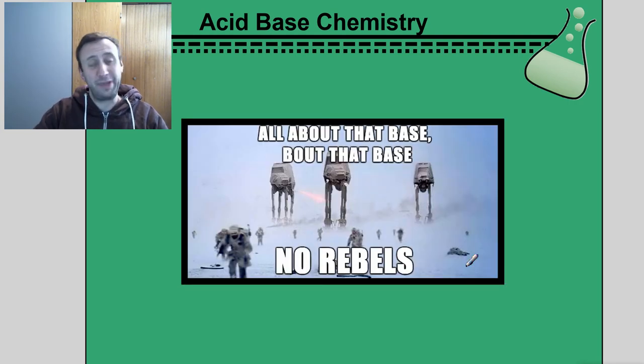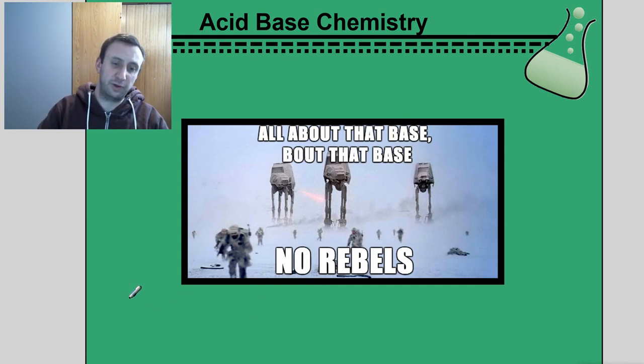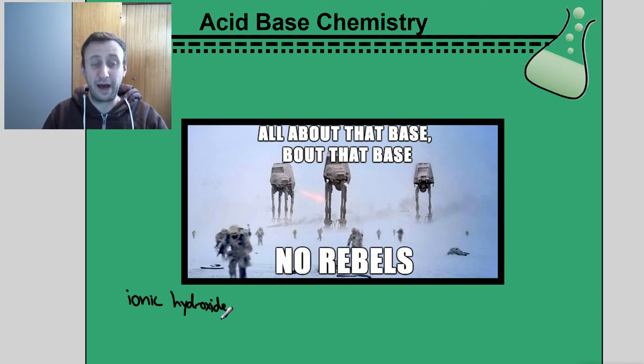Now, when I talk about bases, for the most part, what we were dealing with in the past was ionic hydroxides. So I have something that is ionic, with a metal and a hydroxide ion. Essentially these bases just dissociate in the water to form the cation and the hydroxide ion. And that hydroxide ion is what makes a base, that's what gives base solutions basic properties.